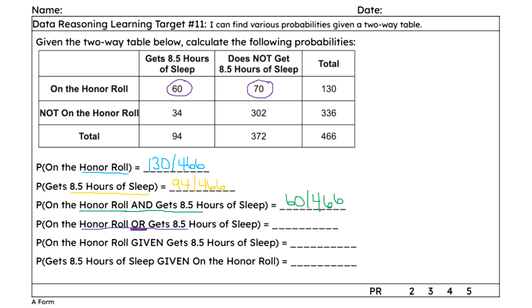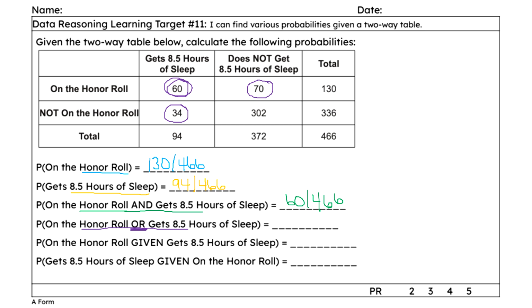We want to include all the people that have also said that they get 8.5 hours of sleep, whether or not they're on the honor roll. So here's 8.5 hours of sleep. These 60 are the ones that are on the honor roll. And here's the ones who are not on the honor roll. So we need to include 3 of these groups here.